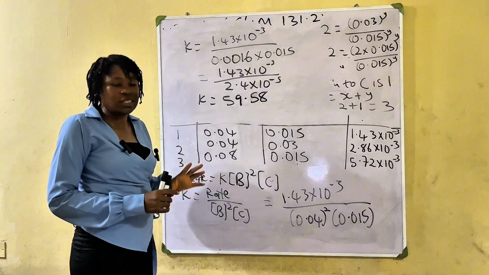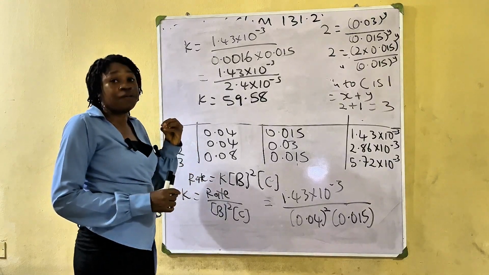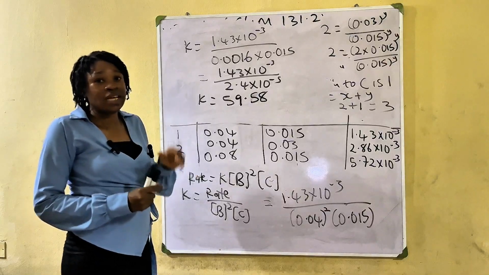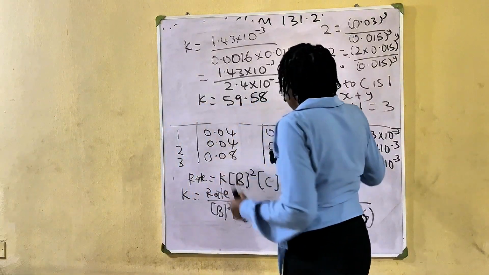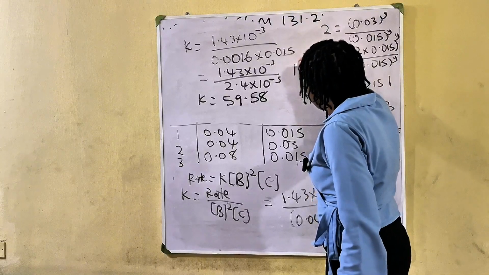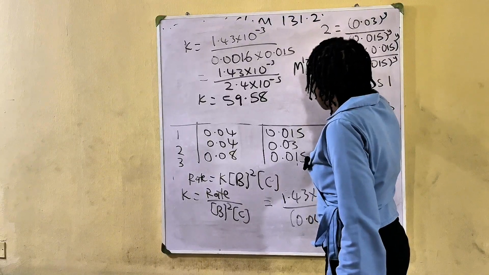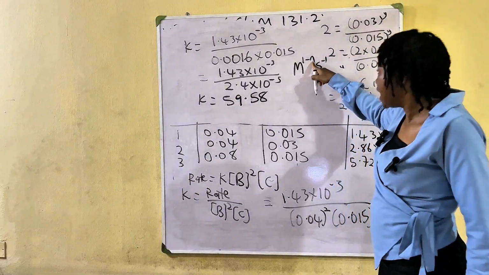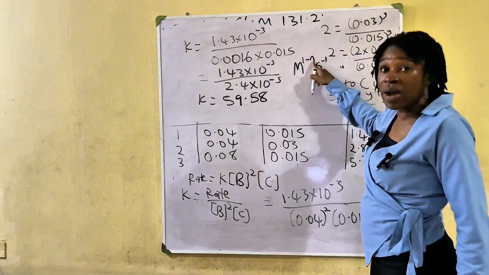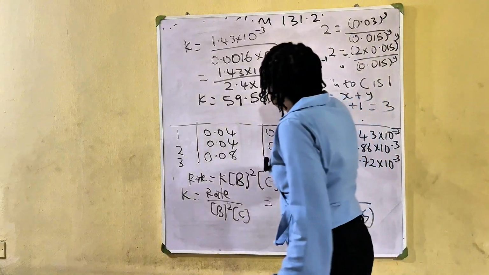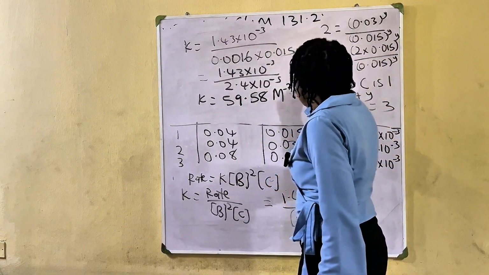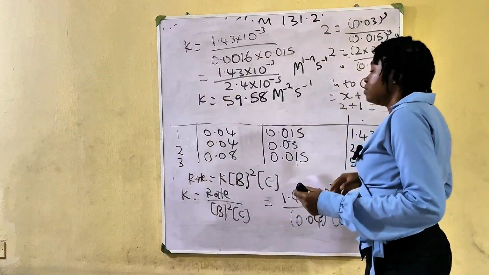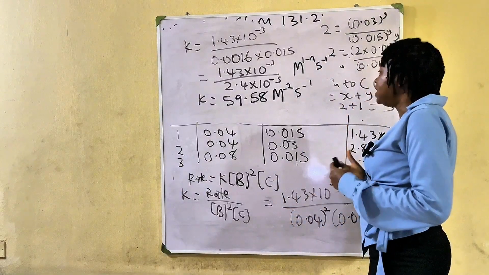k is not unitless. Since the overall order of reaction is third order, like I told you, your unit, if you have mol to the power 1 minus n per seconds, the order of reaction is third order. So 1 minus 3 will give you minus 2. So the unit is per seconds.